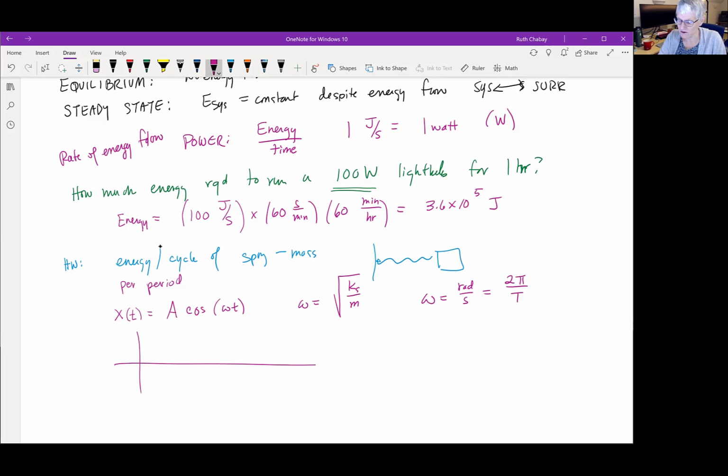Okay, so if this is x versus t, this is one period. That distance is the period T. And during that time, we've oscillated through 2 pi radians. So you can actually get the period from the oscillation, and then you can calculate power.